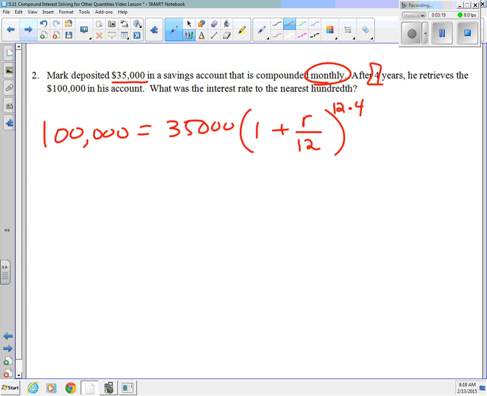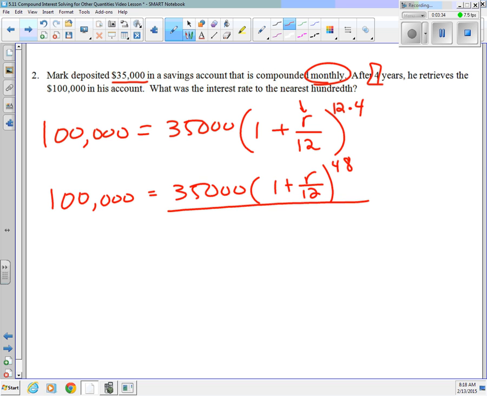So our goal at this point is to solve for R. So I have to unravel this. R is kind of stuck here. Just to get an idea, this would be 100,000 equals 35,000 times 1 plus R over 12 to the 48th power. And I can divide by 35,000.